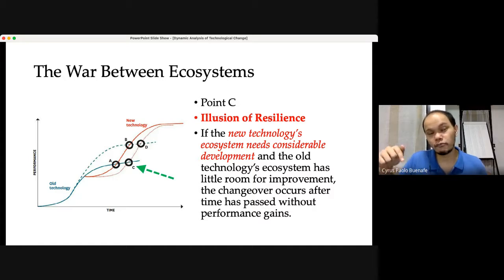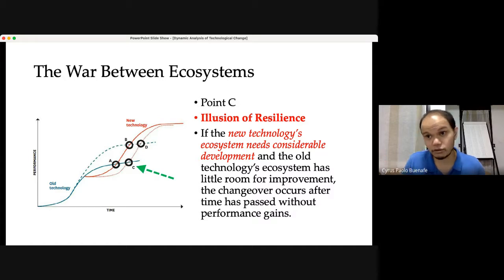So the point at which substitution would happen would also come much later. But the thing there is that performance would have been sacrificed. You will not be able to improve much in terms of your performance because all you're doing at this point is waiting for the new technology to actually be viable, to actually be usable, whereas with the old technology, there's nothing much you can do.